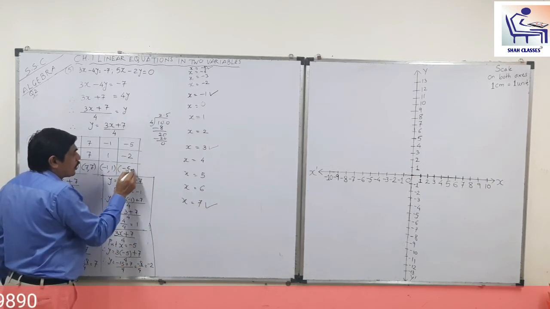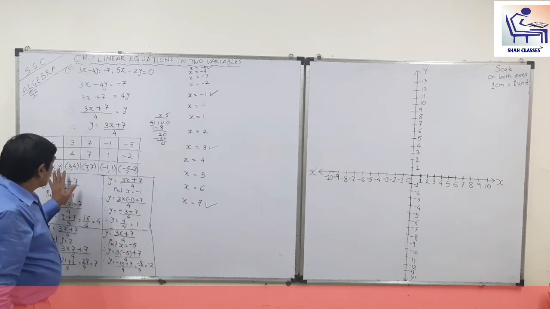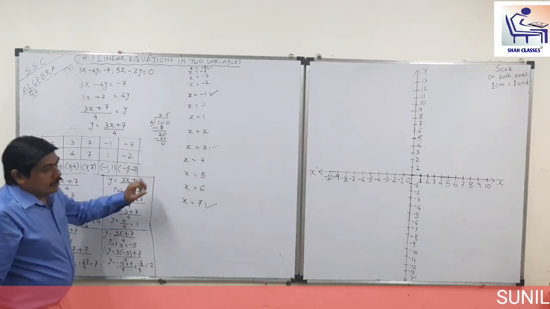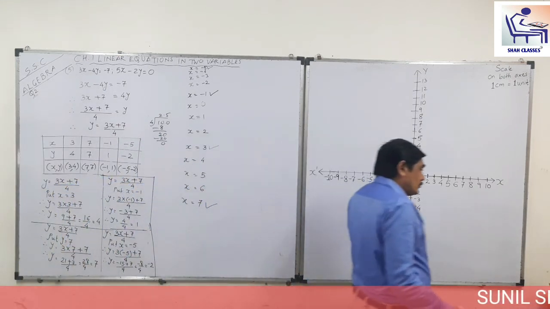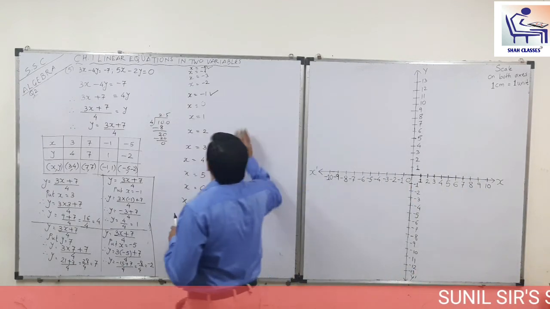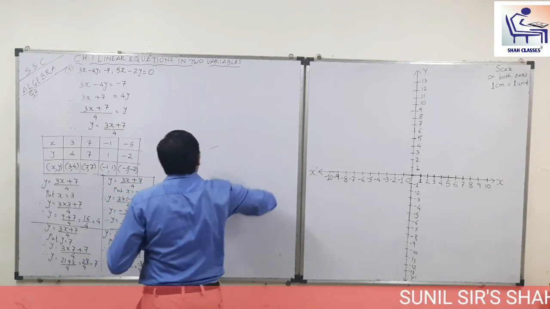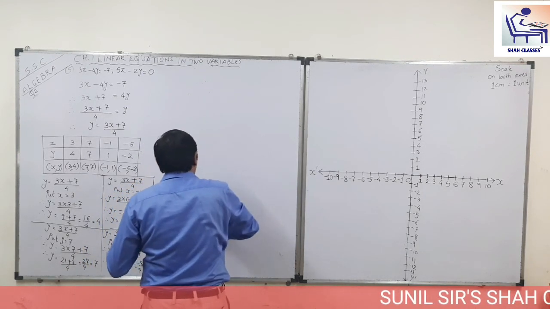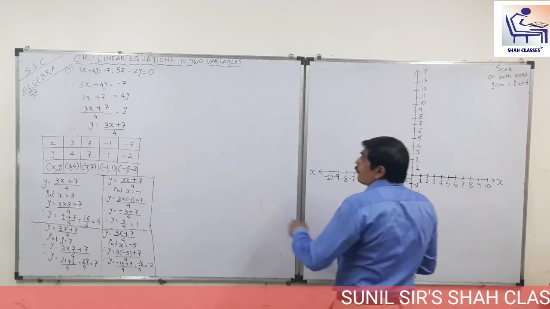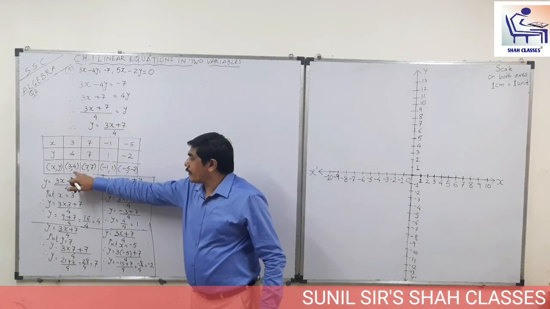So what value did we get here? Minus 5, minus 2. These four values we now have to plot here. I will remove all these values. Rough work I have removed. Now please plot all these points.